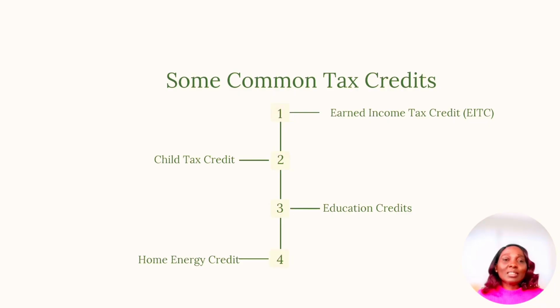Another credit is the education credit. These credits, such as the American Opportunity Credit and the Lifetime Learning Credit, help offset the cost of higher education expenses. Another credit is the home energy credit, the credit for making energy efficient improvements to a home, such as installing solar panels or energy efficient windows.